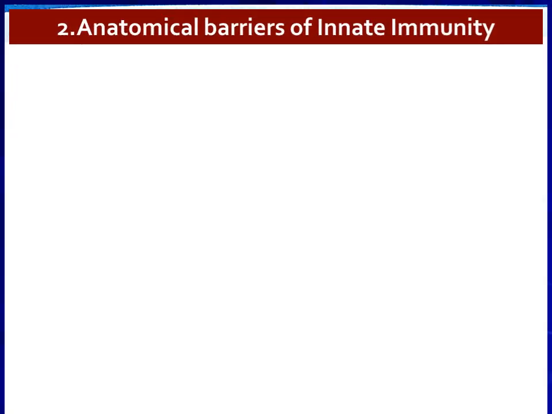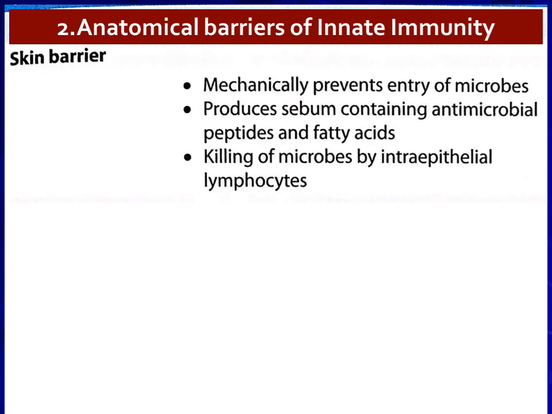Now, the second one is anatomical barriers, which are responsible for innate immunity. These anatomical structures are present in the body for some other purpose, but they also participate in natural immunity. The first one is the skin. The skin mechanically prevents the entry of microbes and produces large quantities of sebum, which consists of peptides and fatty acids, which act on the microorganisms to kill them.